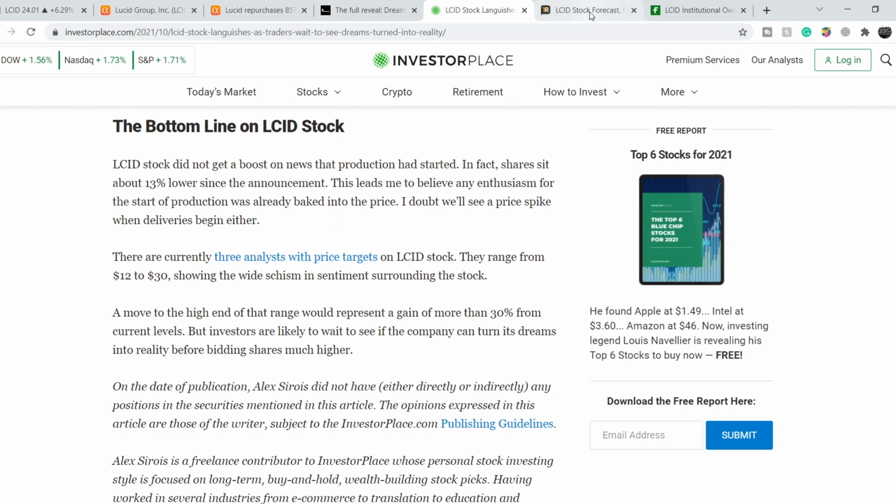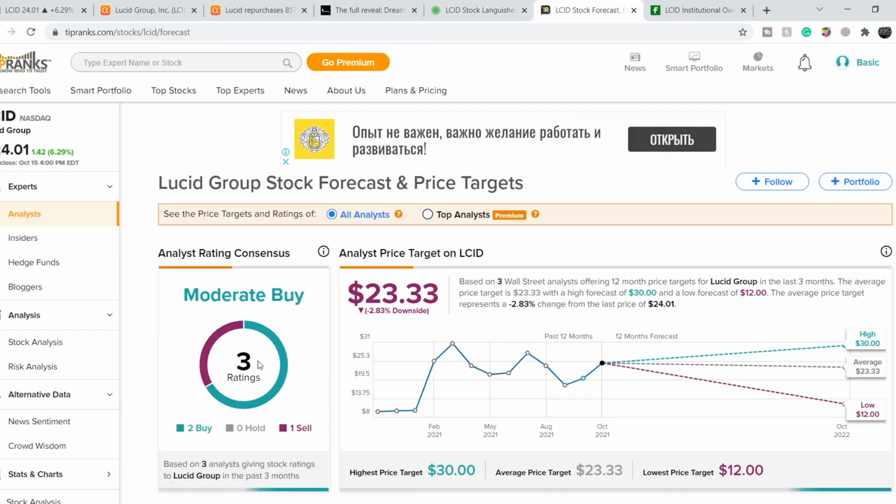And let me show you that we still have 3 ratings on Lucid stock from TipRanks, and the price targets are still the same. It is $12 on the lower end, $30 on the higher end, and the average price is $23.33. So we don't have a consensus right here. Some analysts predict lower price action, some analysts predict higher.